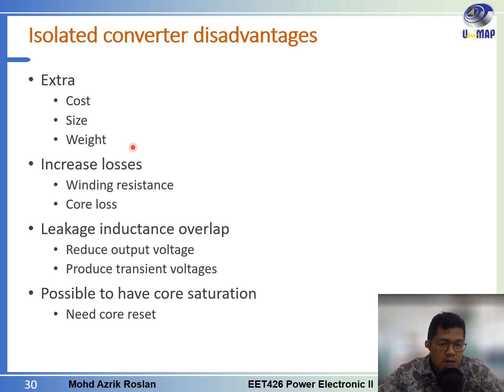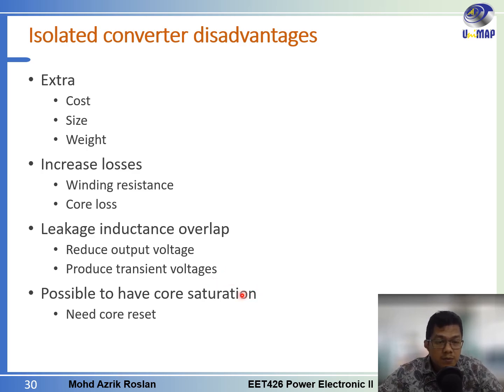And because we have the transformer, inside the transformer we also have the winding resistance, so this occurs as another loss in the winding resistance, and we also have the core loss in the transformer. Due to the effect of the transformer, we can also have the leakage inductance. Leakage inductance means that not all the flux from the primary circuit will go to the secondary, and this will cause some leakage inductance. So this will reduce the output voltage as well as produce transient voltage.